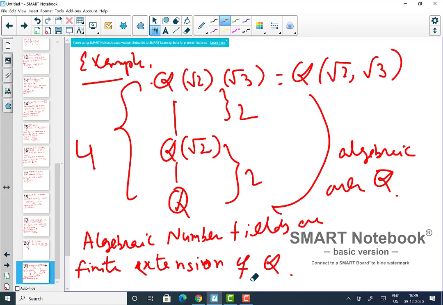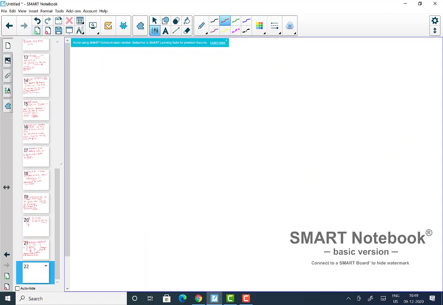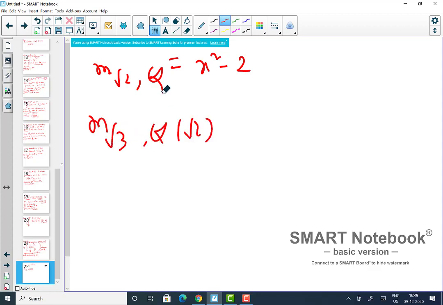Now obviously you can ask me how do you know that this is irreducible. So this is another proof. We can prove that root 3 is irreducible over Q(root 2). Okay, and the minimal polynomial: the minimal polynomial of root 2 over Q is x square minus 2. But for root 3, if you attach root 2 to Q, you see that this is x square minus 3.